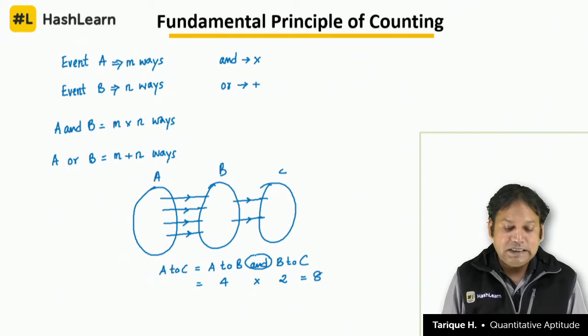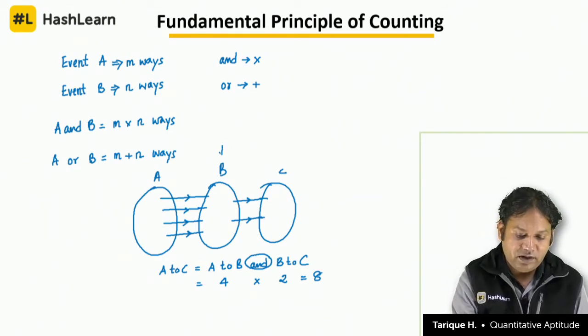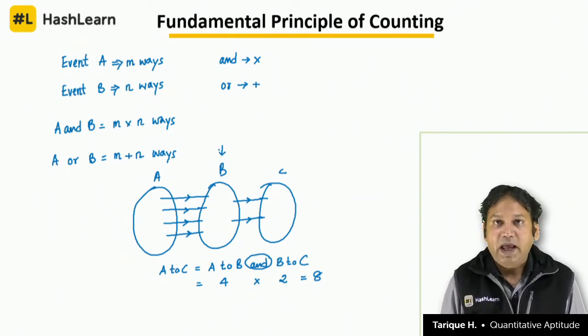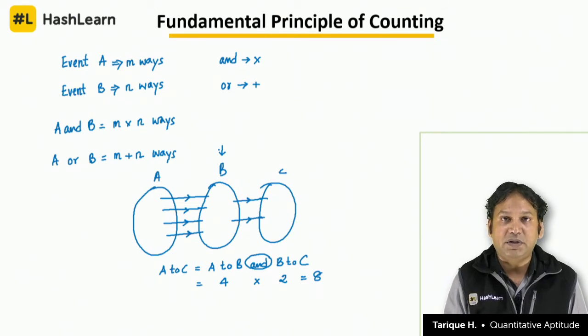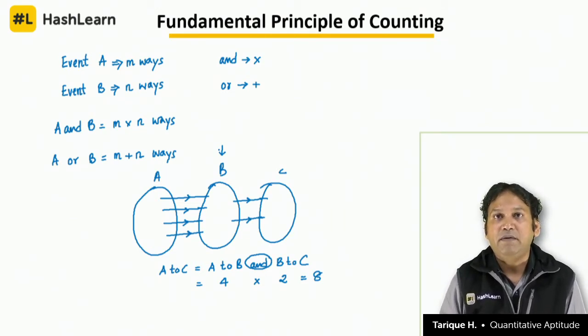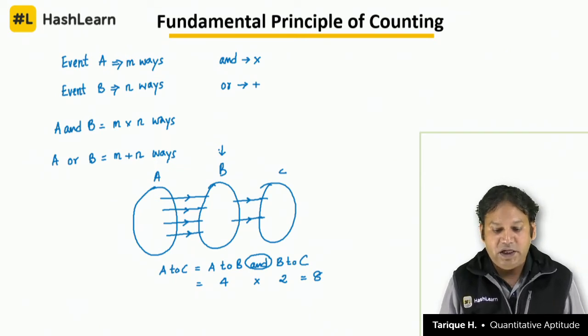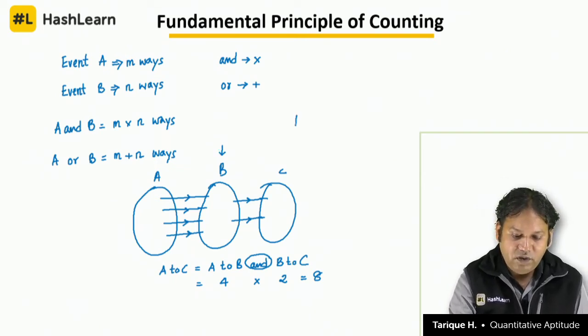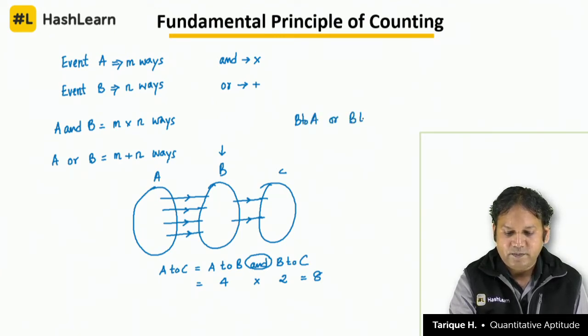But suppose a person is stationed at B, he lives in the city B, and he has a choice, either he can go to the city A or city C. He cannot go to both the cities. So in how many ways can he go to either city A or to C? So he can go from B to A, or he can go from B to C. From B to A he can go in 4 ways, and B to C he can go in 2 ways. So 4 plus 2 is 6.